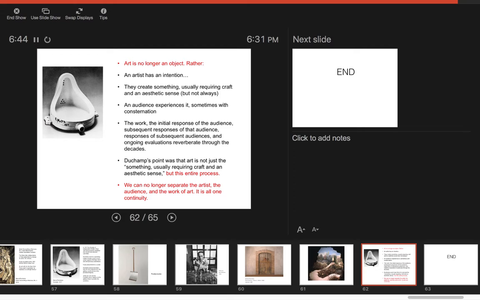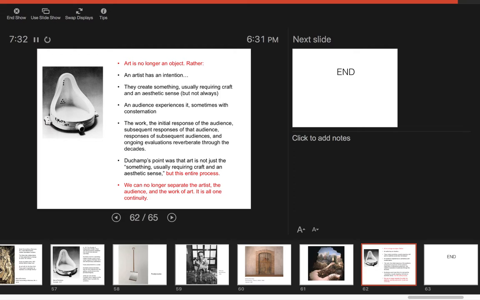Now, the work: urinal, snow shovel, Les Demoiselles d'Avignon. The initial response of the audience. Subsequent responses. You see it the first time, and maybe next time I'm down in Philadelphia, I'll go look at that again. Responses of subsequent audiences. The Rite of Spring by Stravinsky caused a riot the first time it was played. Next time it was played, it was just another piece of music. So subsequent audiences had different reactions.